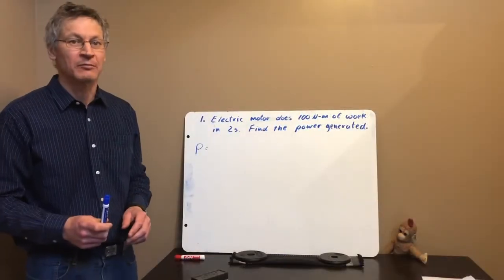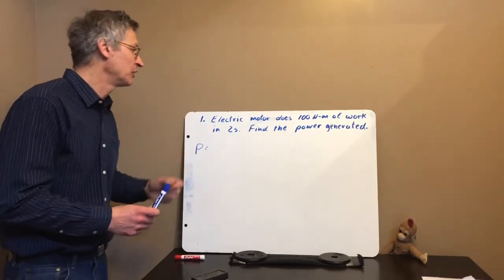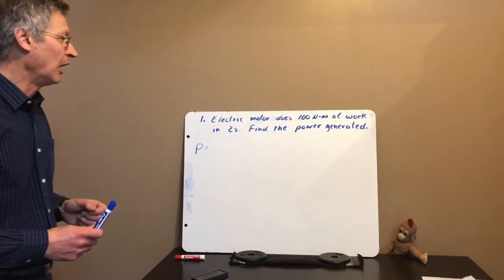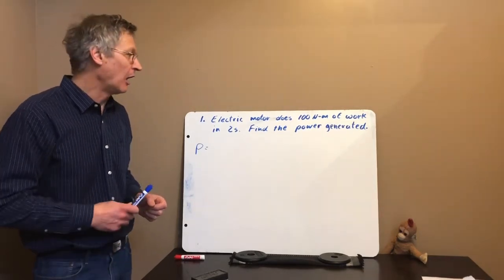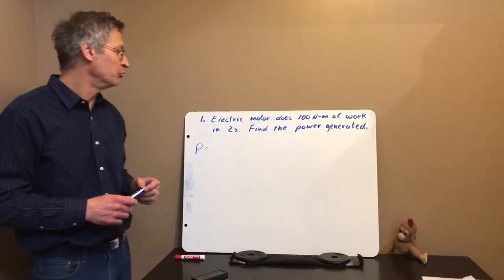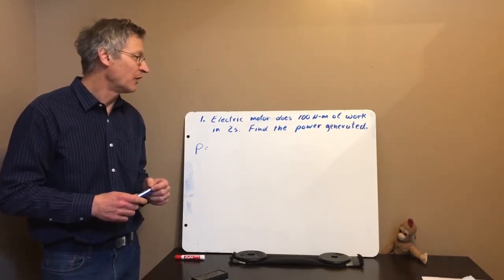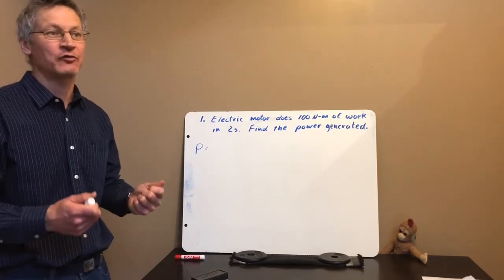All right, here's a simple little example to start things off. It'll let us figure out an equation for power. It'll also let us figure out the units of power. So it says an electric motor does 100 Newton meters of work in 2 seconds. Find the power generated. Remember, power is how fast work is done.